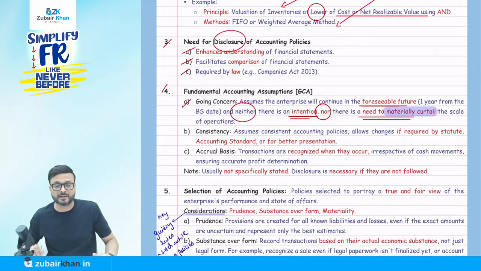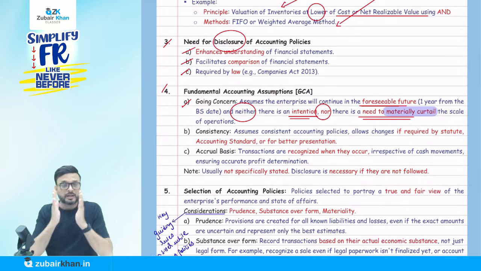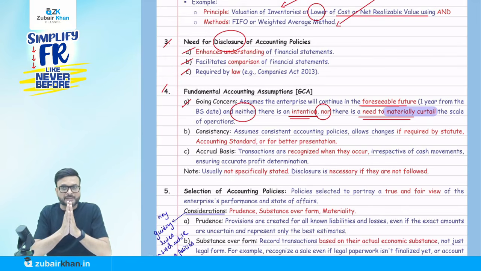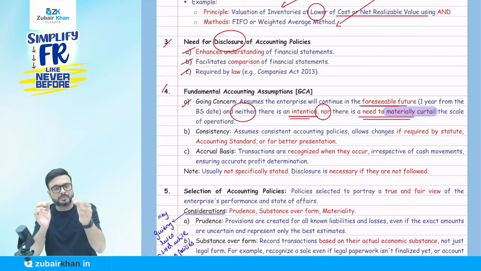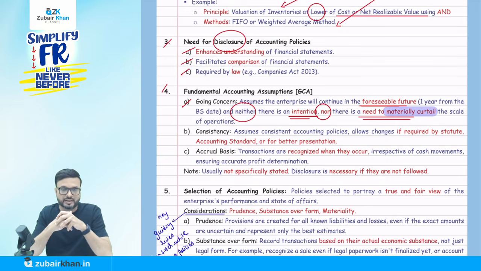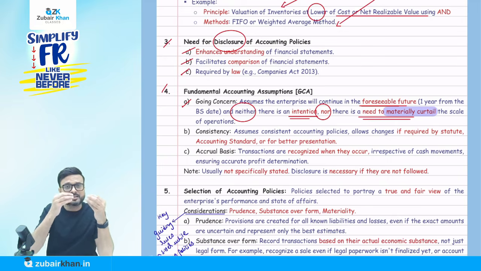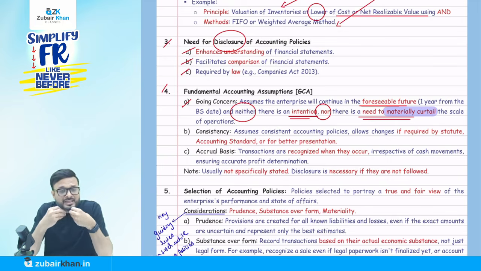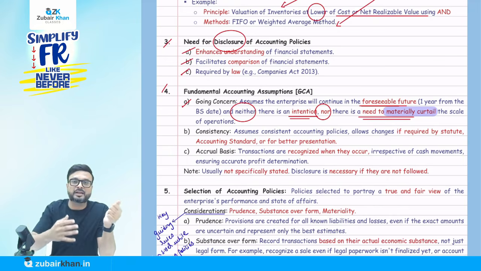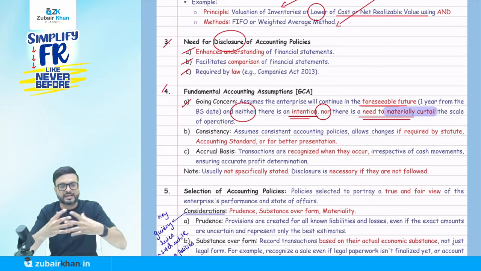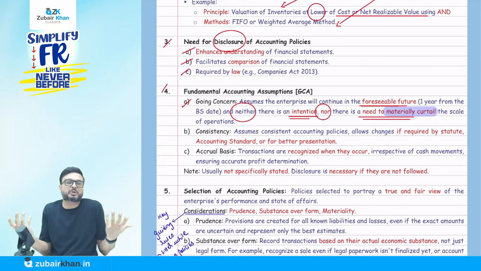What does it mean here? We assume that the entity is going to do the business at least for the foreseeable future, which means at least for one year from the balance sheet date. Second, there is no intention nor any need to materially curtail. Materially curtail means, for example, we have 10 factories and we are planning to close down 8 or 9. It means we are materially closing down the business.